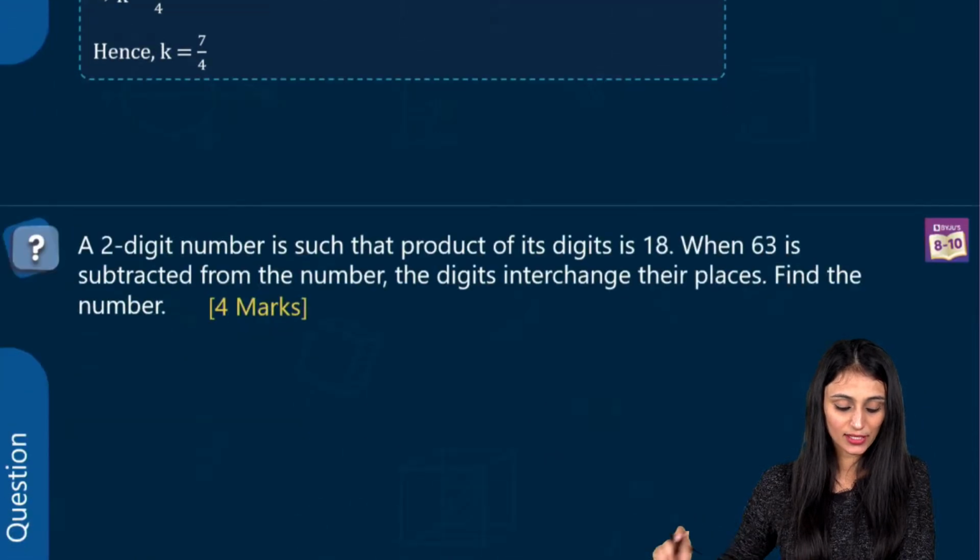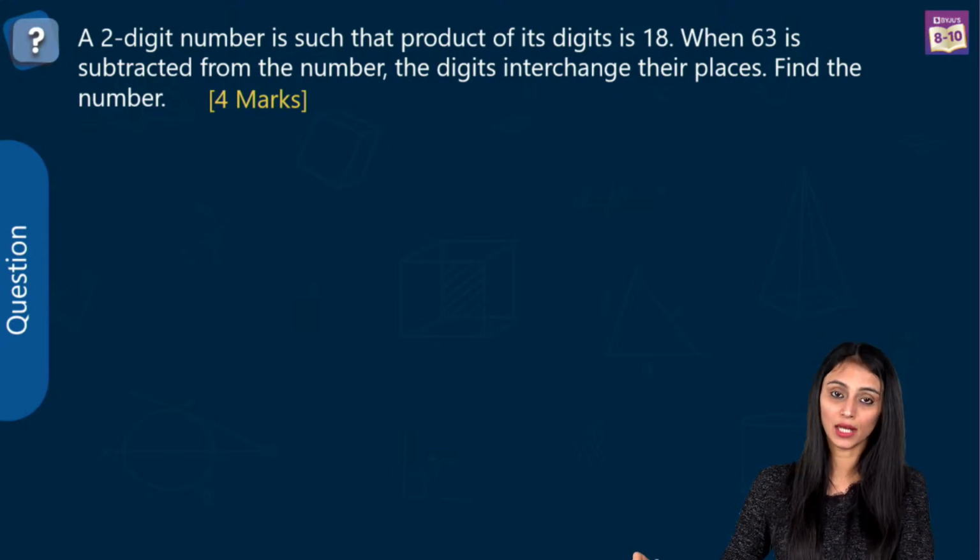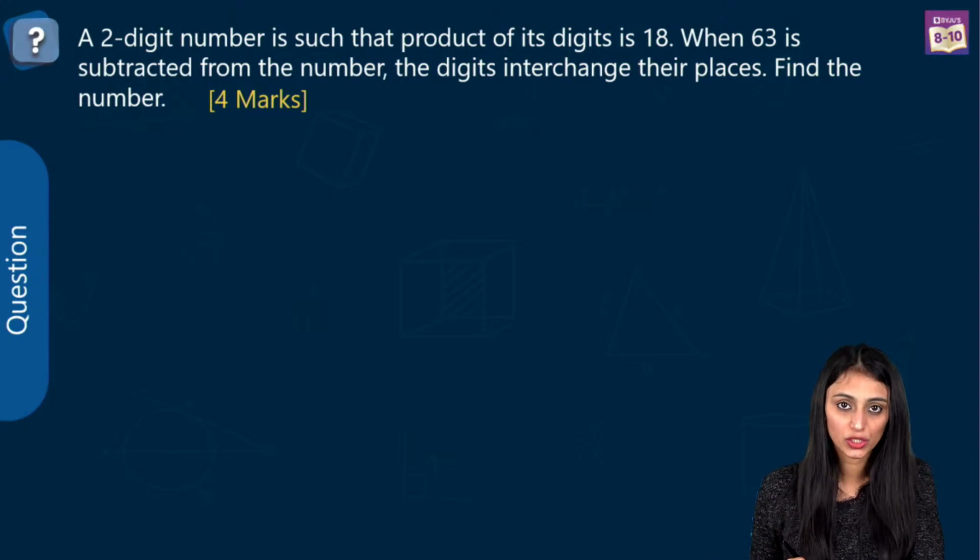Alright, let's take a look at the next question now. A two-digit number is such that the product of its digits is 18. When 63 is subtracted from the number, the digits interchange their places. Find the number. So we are talking about a two-digit number over here.